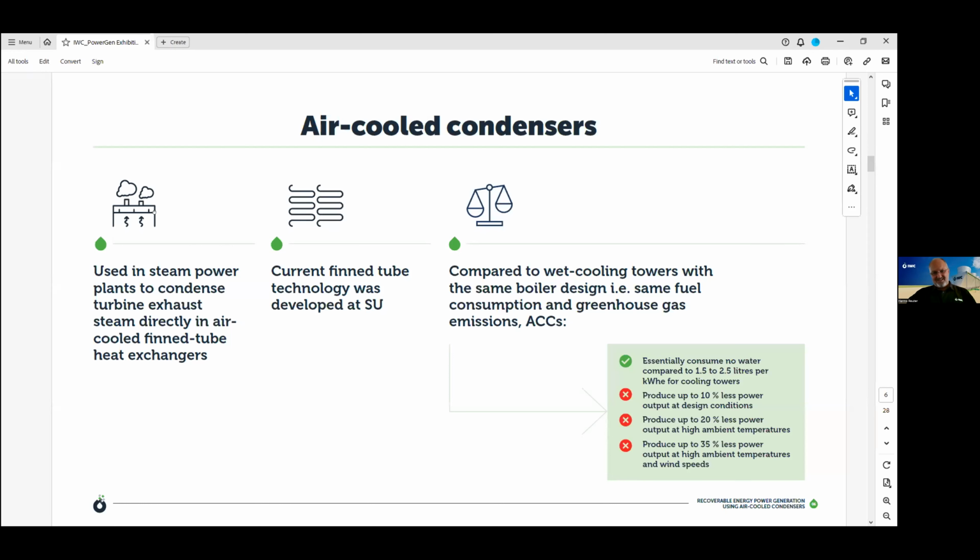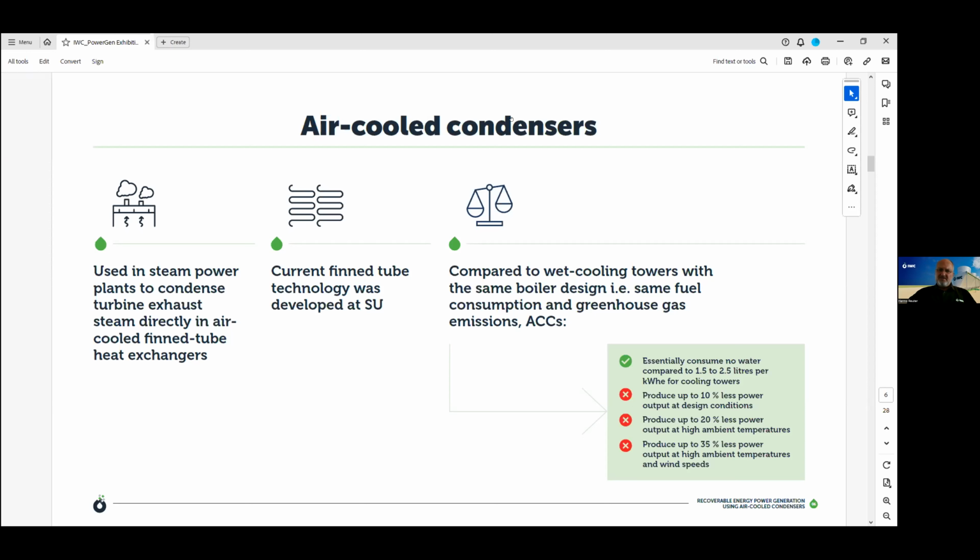What are air-cooled condensers now? Let's just give you a bit more detail here. As I said before, it's a system used in steam power plants to condense turbine exhaust steam directly in air-cooled fin tube heat exchangers. The main components are the fin tubes, and the current fin tubes used. Some companies have recently developed slight changes, but the flat tube technology was actually developed by Professor Detlef Kruger in collaboration with Loomis at the time. I'll show you a picture just now to show you what it looks like.